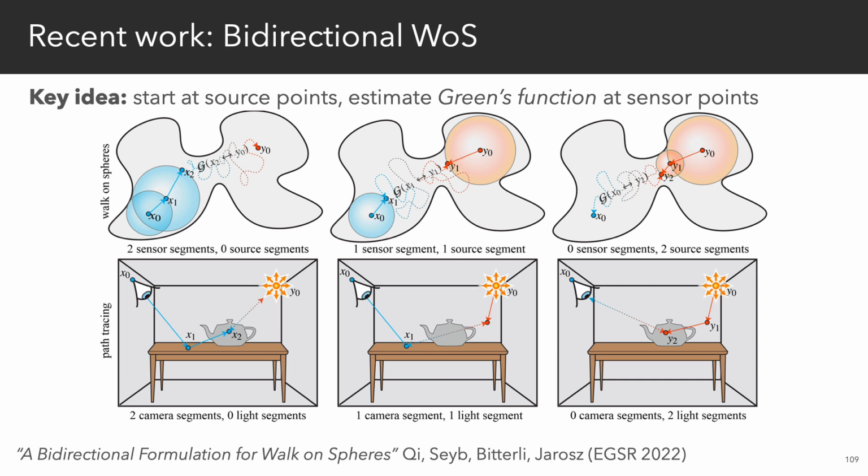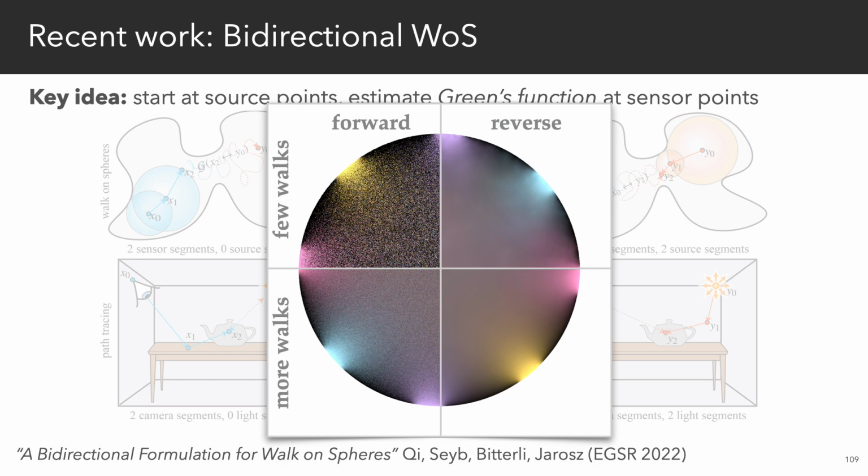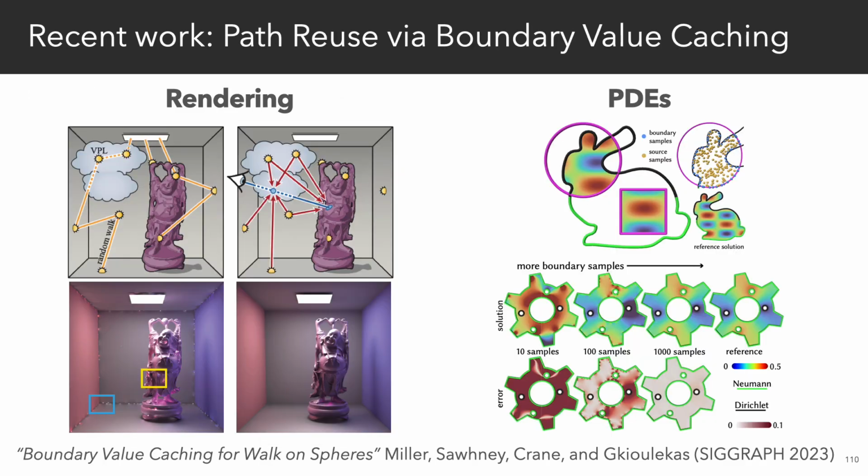So at EGSR last year, folks from Dartmouth presented a bidirectional formulation for walk-on-spheres, which reduces variance, and in principle, it can be made to work with Neumann boundary conditions as well. As already mentioned, we have a paper at SIGGRAPH this year, which adapts ideas from instant radiosity and virtual point light methods to reuse walks and improve efficiency.